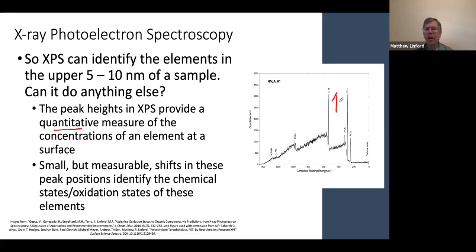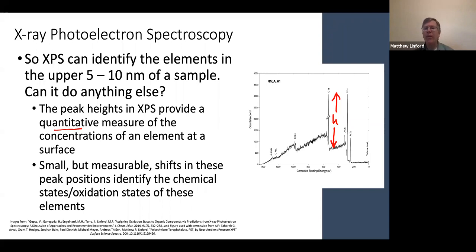So we have the peak heights here. We might say that this is the peak height right here of this particular peak. It's really the area of the peak, but I guess you could go with the peak height as well. But generally it's the peak area that's telling you how much of the material you have. And that's what makes XPS quantitative.